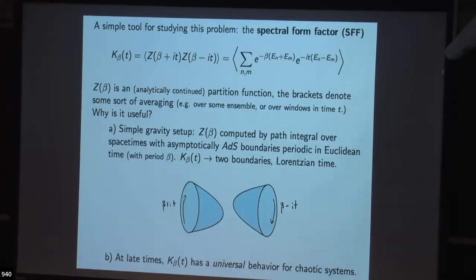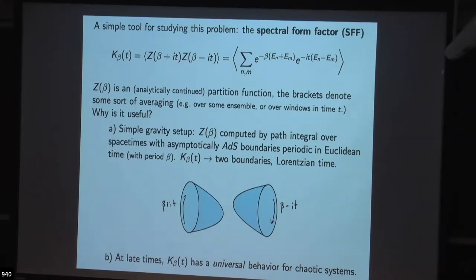And to study this problem, we're going to introduce a quantity called the spectral form factor, which I'll denote K(β). What the spectral form factor is: it's two copies of the thermal partition function, where we've analytically continued β to β plus or minus iT, where T is a time here. And we take this product of two partition functions and we average it. The averaging can be over some ensemble of systems, or over little windows in the time T, and that's not going to be very important to us in this talk.